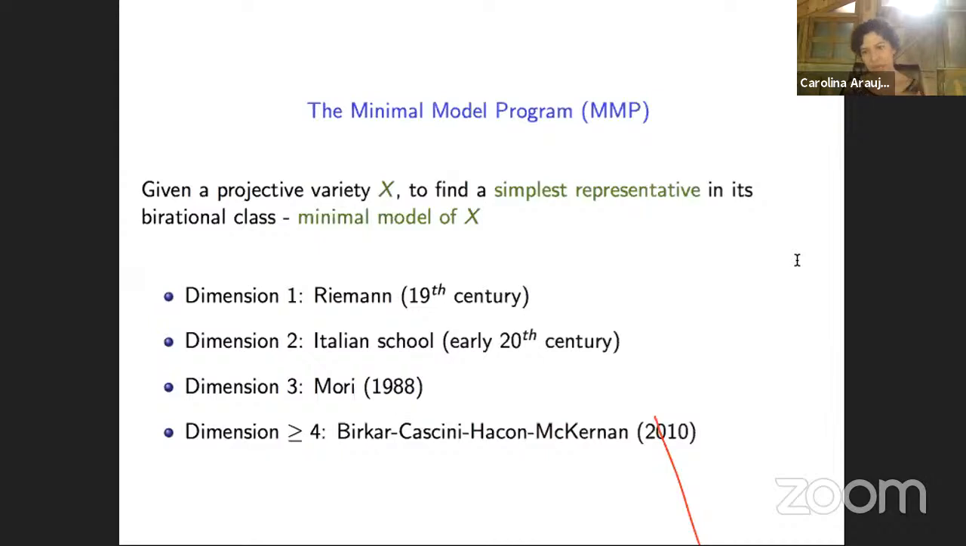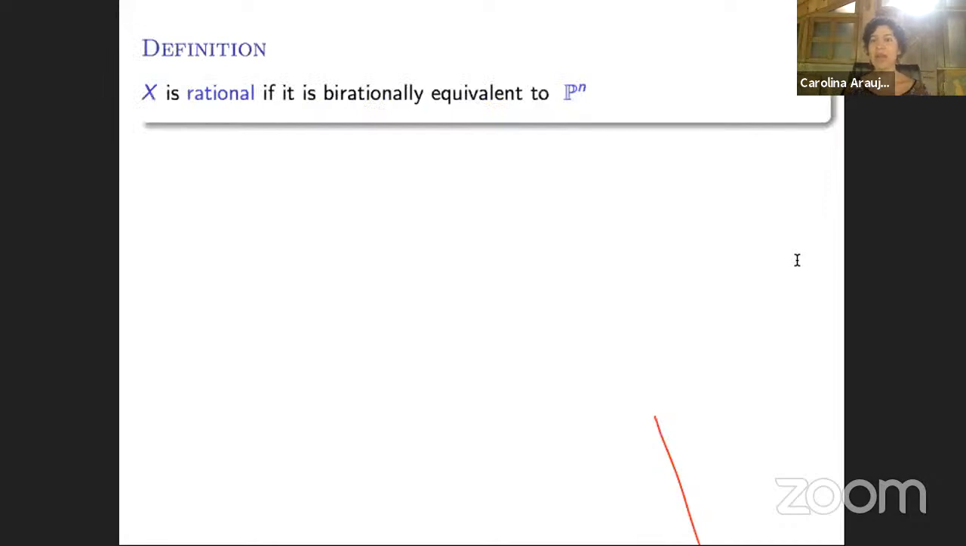Okay, so this is just to tell you a little bit about the minimal model program, which is a central area within algebraic geometry. And now let me discuss another problem. So now, once we have the minimal model program, we may be interested in understanding when two varieties belong to the same birational class.